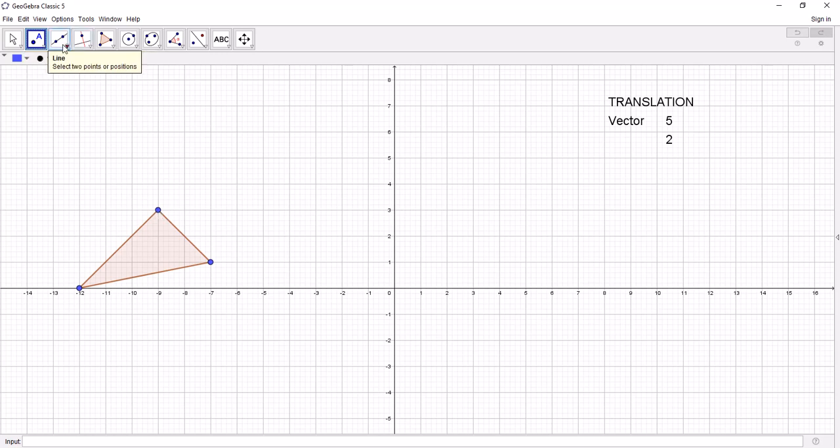So really, the vector is saying each point is going to be moved this distance. It's going to be moved 5 this way, 1, 2, 3, 4, 5, and then it's going to be moved up 1, 2. So basically, all of my points are going to be shifted. This point is going to be shifted to here, and this point is going to be shifted to here, and this point is going to be shifted to here.